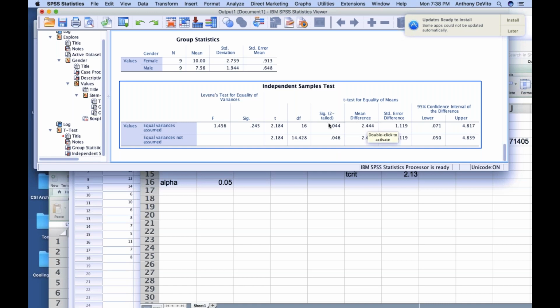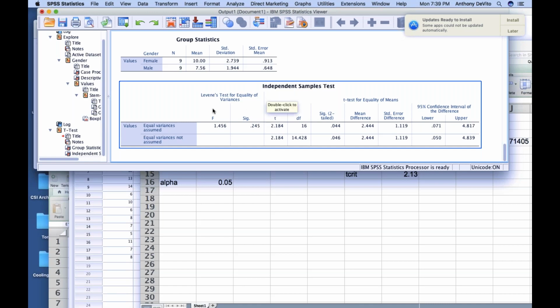Okay, so now what if these were unequal variances? What if the variance of one group was more than double the other one, the standard deviation more than double the other group? Well, in that case, we would have used the line below. Now that's kind of a rough rule, that double or not double. In actuality, SPSS has a test that you can use.